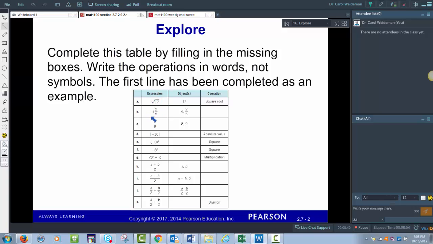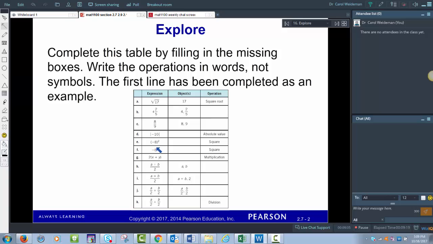So let's look at the next expression, 4 and 2/5. So the objects they've identified are 4 and 2/5, and how do they go together to create this expression? They're added together. The next expression is 8 over 9, so how are the objects combined here? It's a division. Here we're taking an operation of an absolute value and we're applying it to what object? The negative 10. Here we're squaring the negative 8.